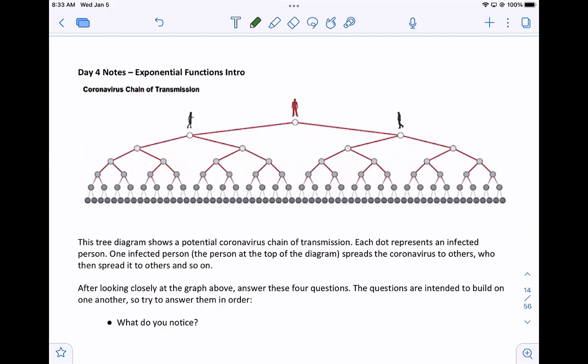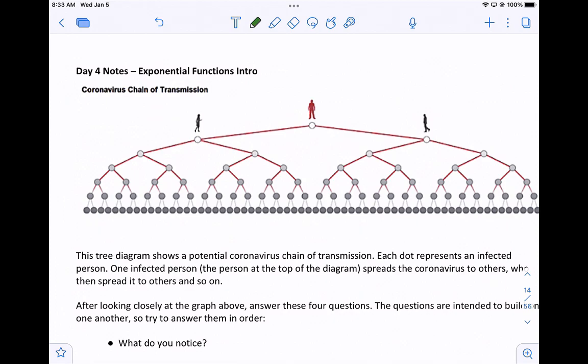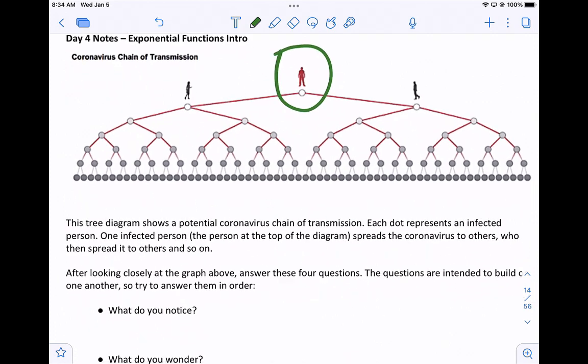Day 4, we're going to look at exponential functions. And the intro, we're going to start with this picture right here in our packet. It says, this tree diagram shows a potential coronavirus chain of transmission. Each dot represents an infected person. One infected person, the person at the top of the diagram, spreads the coronavirus to the others, who then spread it onto others, and so on.